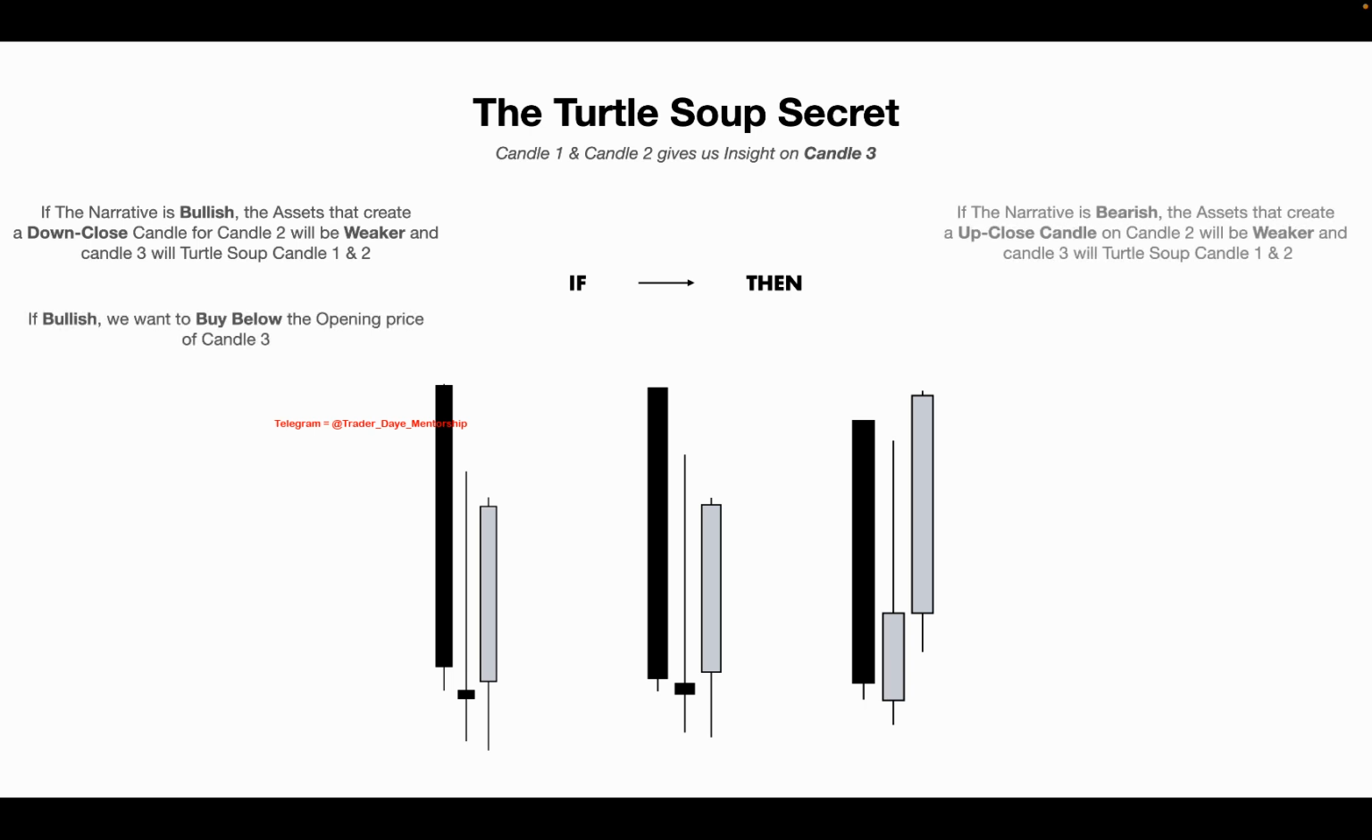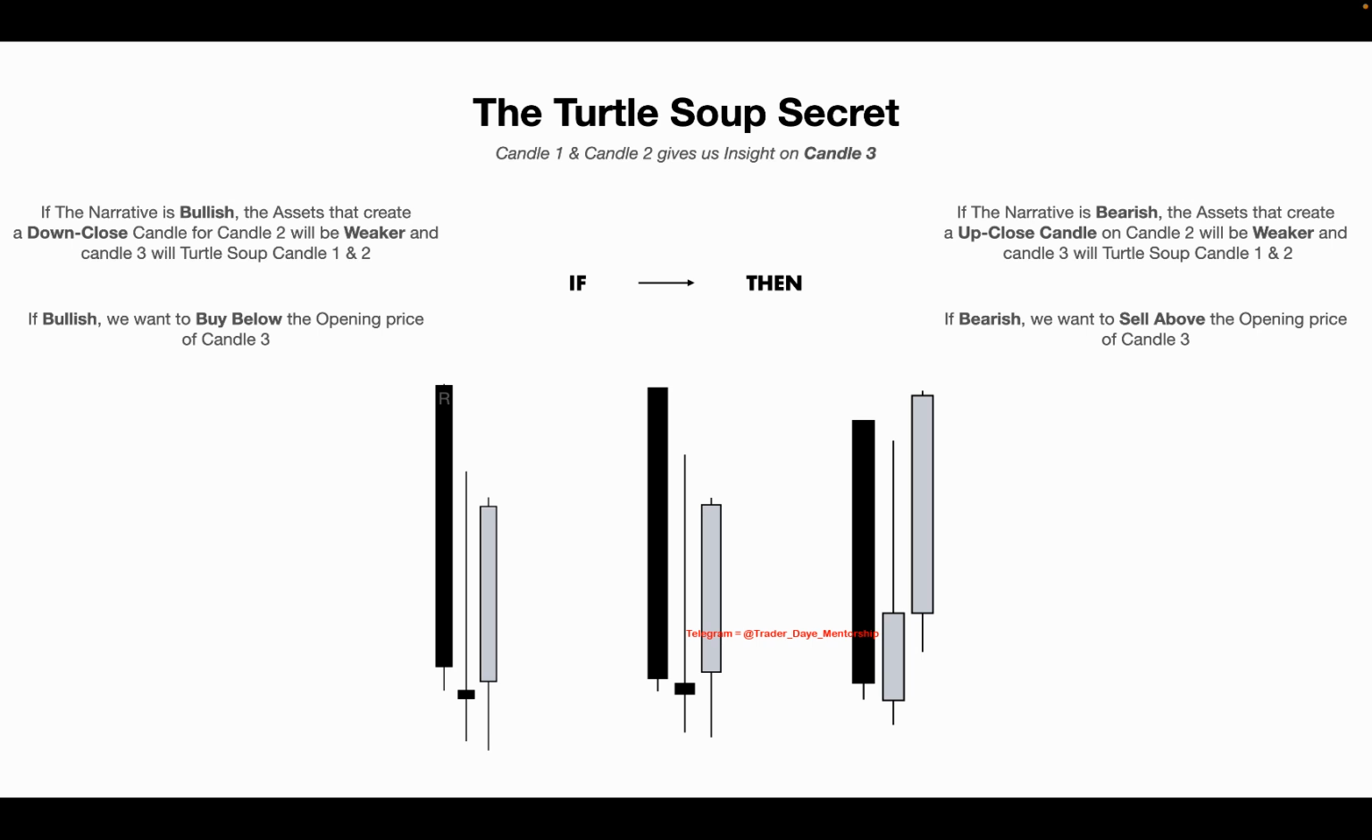So if the narrative is bullish, the assets that create a down close candle for candle number 2 will be weaker, and candle number 3 will turtle soup candle 1 and 2. If we're bullish, we want to buy below the opening price of candle number 3. So this is basic power of 3. This is nothing new. If the narrative is bearish, the assets that create an up close candle on candle number 2 will be weaker, and candle number 3 will turtle soup candle 1 and 2. If bearish, we want to sell above the opening price of candle number 3.